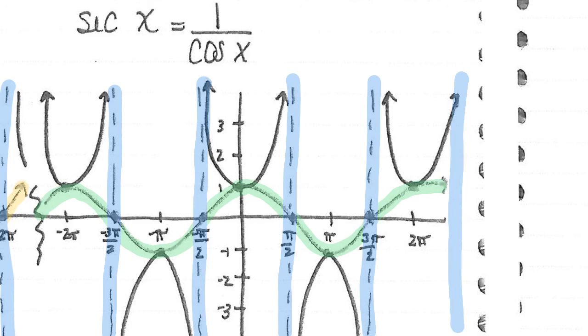And just like the cosecant with the sine, I'm going to graph the secant just like little parabolas off of the cosine. Notice they never go through the vertical asymptotes, they just graph right there.